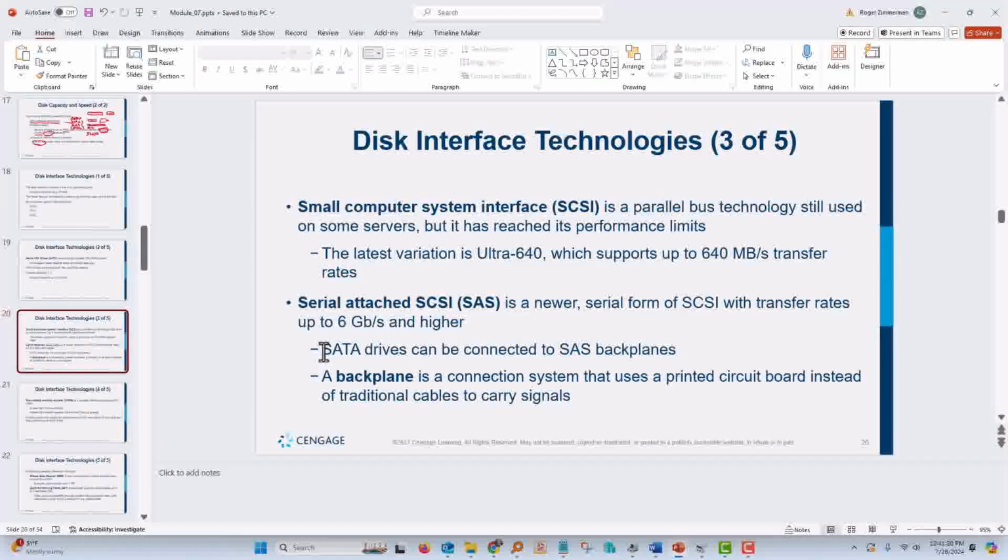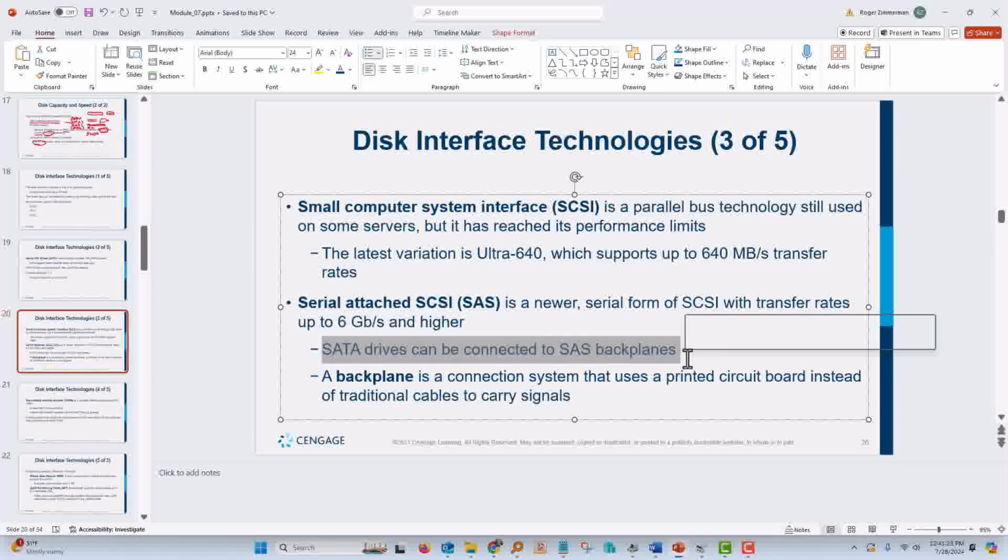Here's the one I was very interested in. The fact that SATA drives can be connected to SAS backplanes. So it turns out that the SAS backplane is a card that is attached to the motherboard and usually allows multiple drives to be plugged into slots in the computer.